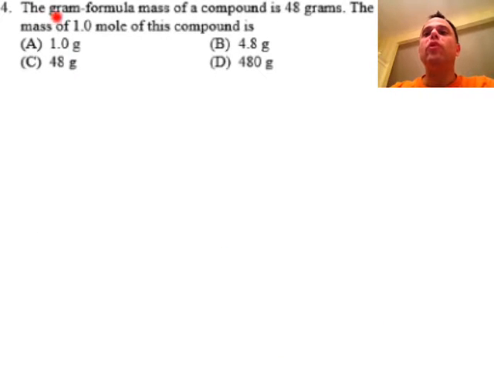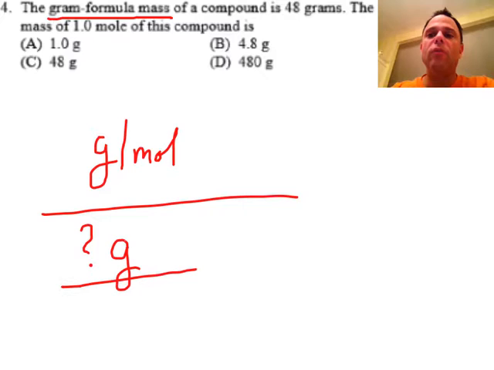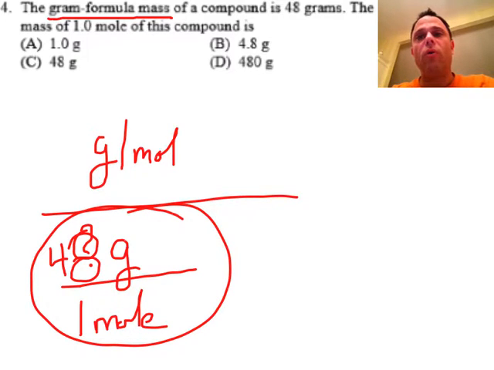All right, number 4. The gram formula mass of a compound is 48 grams. The mass of 1 mole of this compound is what? Well, when we talk about gram formula mass, we're talking about grams per mole. And what that really means is how many grams do we have for every 1 mole of the substance. So if in fact we have 48 grams per mole, well, it would be 48 grams. Just as simple as that.